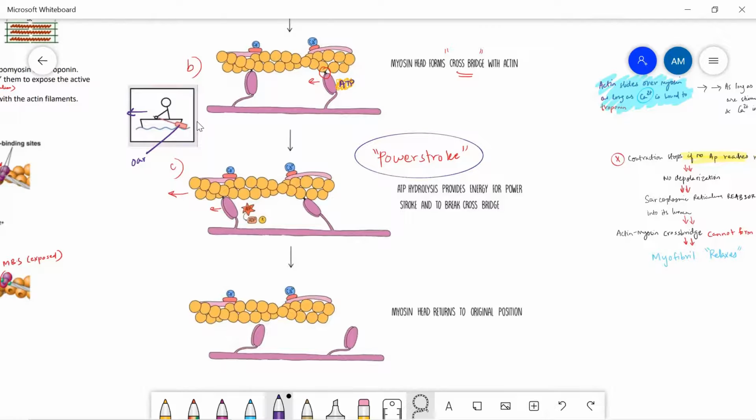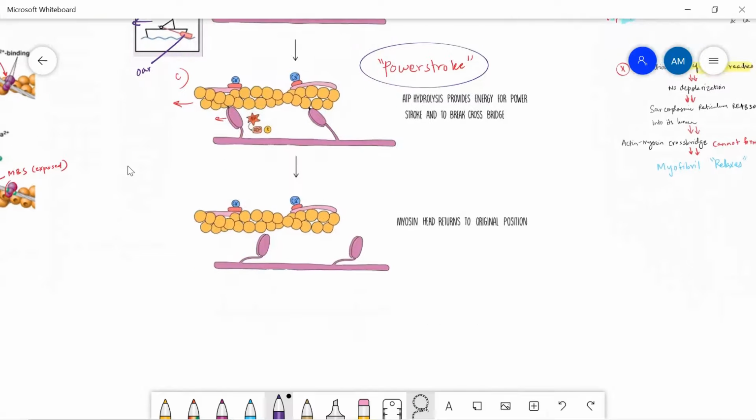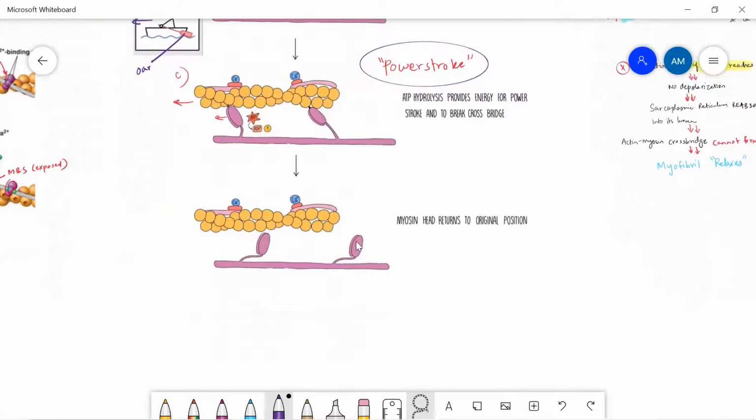Now, hydrolysis of ATP is helping in two functions. One is this power stroke forward, and the main function is not just the power stroke. The main function is detachment. So the ATP hydrolysis provides energy for the power stroke, and along with that, it also helps in breaking the cross bridge. Okay, this comes in the exam. So you need to know that ATP hydrolysis is basically helping in two things: producing the power stroke and breaking the cross bridge in the next event.